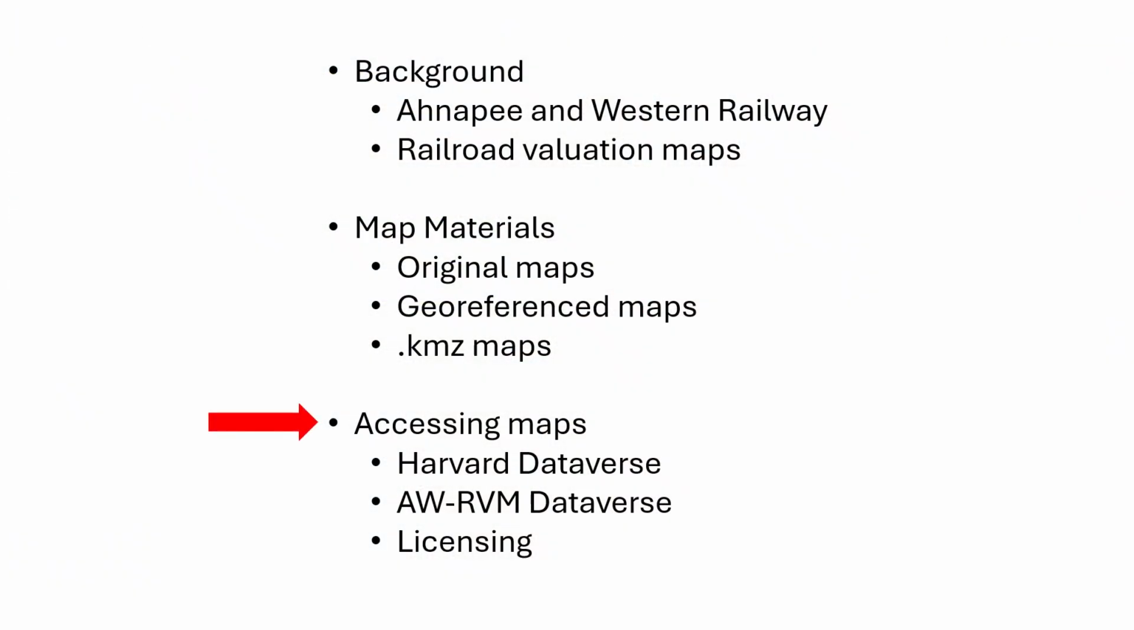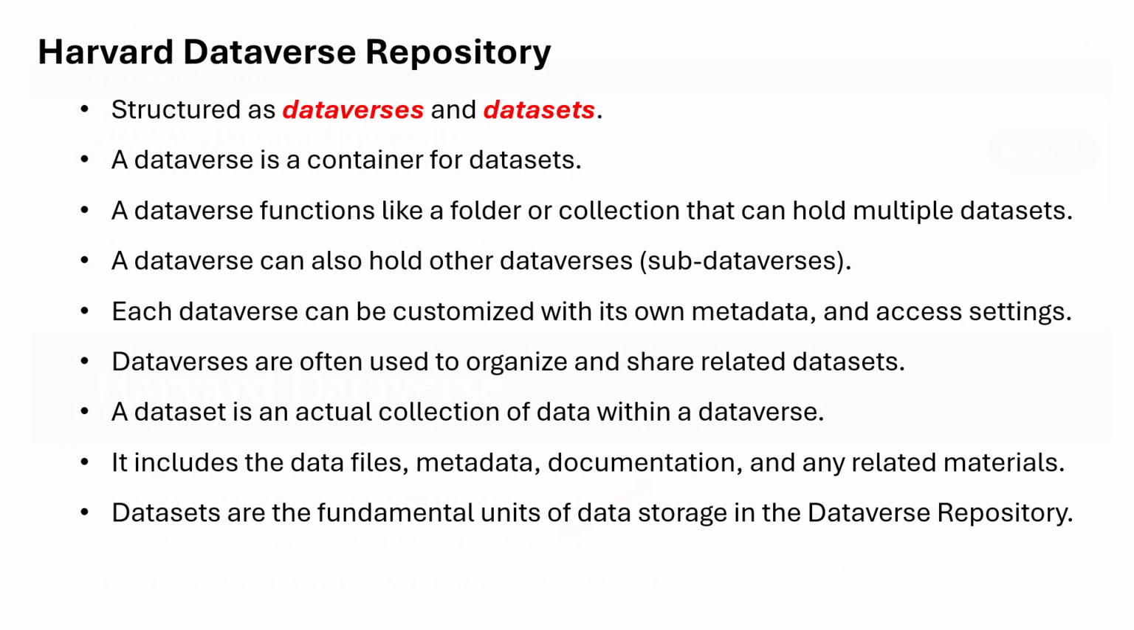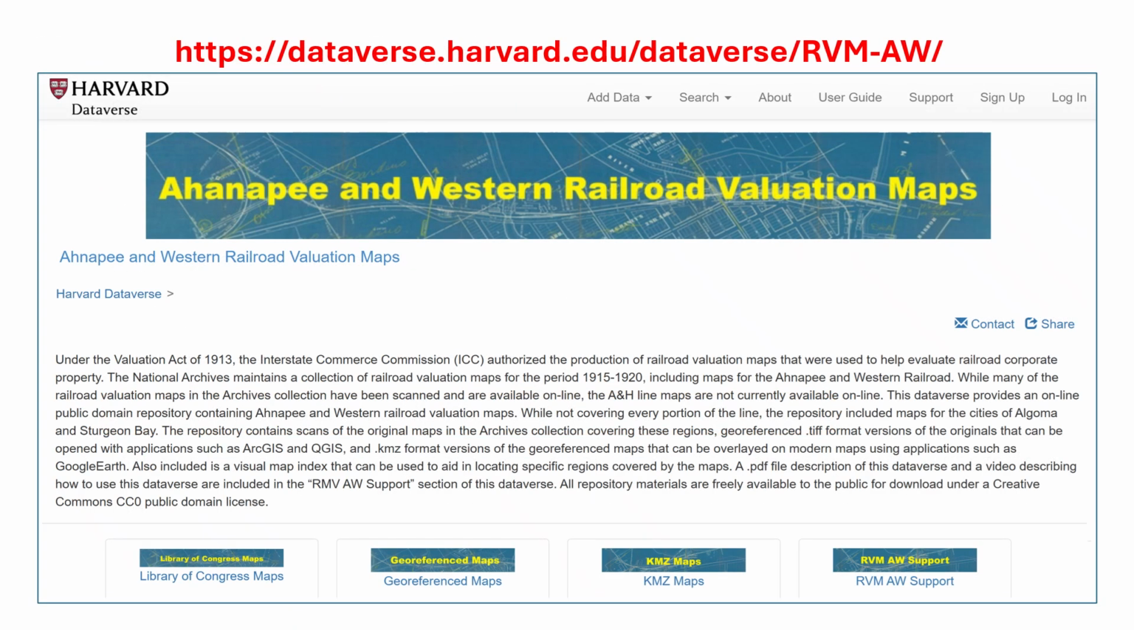Now let's see how you can access these maps at their Harvard Dataverse. The Harvard Dataverse repository is a free, secure, open source resource that allows researchers to share, publish, and preserve datasets across various disciplines. You can learn more about this resource here, but for the purposes of this video, the main thing to know about the repository is that it is constructed of dataverses and datasets. Datasets hold the actual data that you are storing, and dataverses are like folders in that they contain datasets. Here is the Harvard Dataverse for the Ahnapee and Western Railroad valuation maps that you can access at the link shown here.